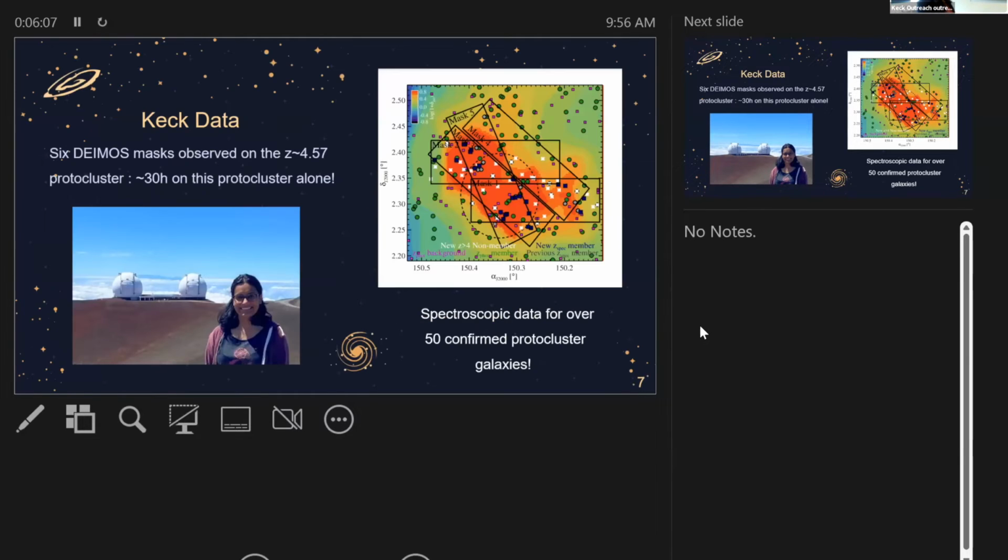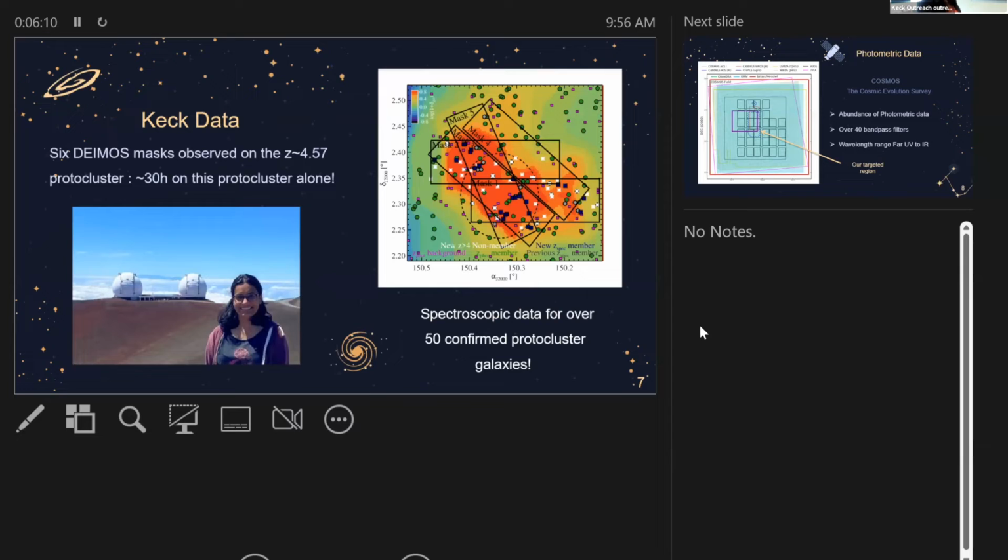So we followed up this protocluster with Keck. We spent over 30 hours on just this protocluster alone with DEIMOS. This is the sky plot of this structure. All the rectangles are different masks that we used. And on the left-hand side, you just see me being crazy happy that I got to visit Keck. So we have over 50 confirmed protocluster galaxies that we have spectroscopic data for.